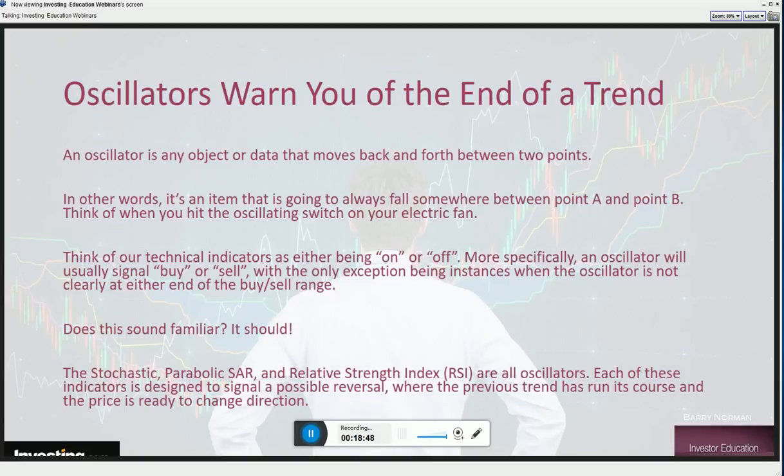Think of our technical indicators as being either on or off. More specifically, an oscillator will usually signal buy or sell, with the only exception being instances when the oscillator is not clearly at either end of the buy or sell range. Does this sound familiar? It should. Stochastics, parabolic SAR, and relative strength index are all oscillators. Each of these indicators is designed to signal a possible, and again, I'm going to go over it, a possible reversal where the previous trend has run its course.